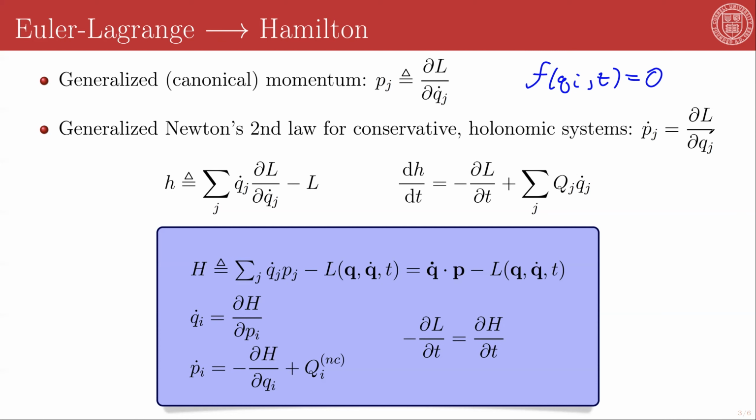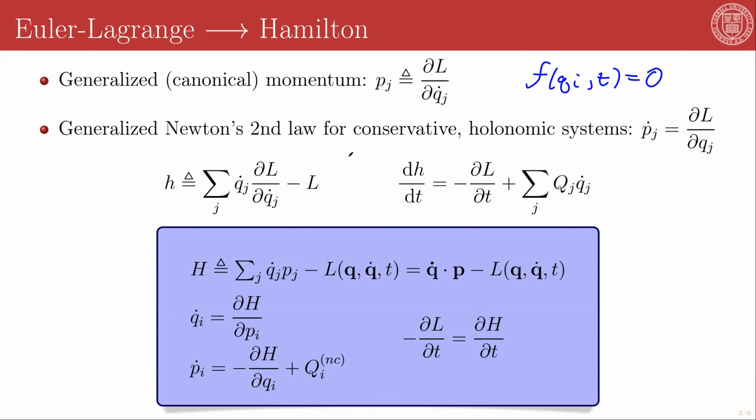If L is cyclic in q sub j, that is, if the Lagrangian is independent of the jth generalized coordinate, then the time derivative of the jth generalized momentum will be 0, and so P sub j will be constant. All cyclic variables represent conserved quantities in your system. Another way of saying that is that generalized momenta corresponding to cyclic coordinates are also constants of motion of the system.